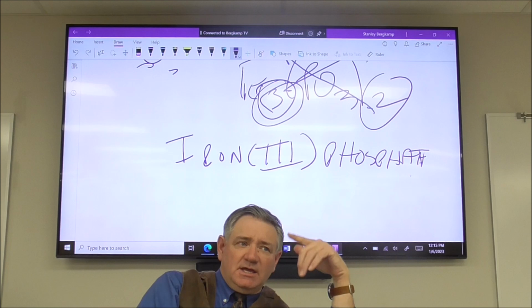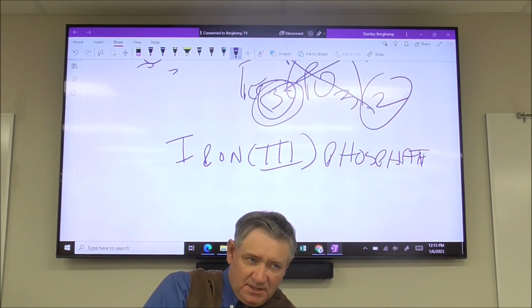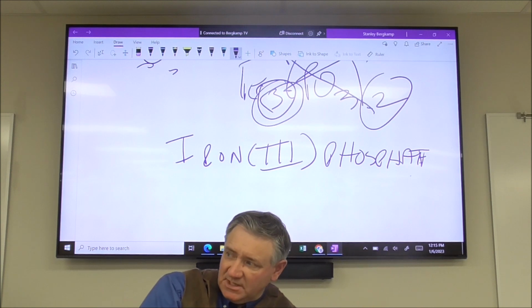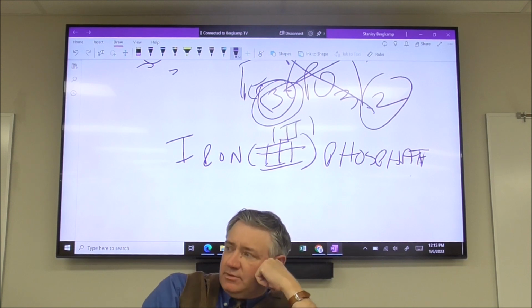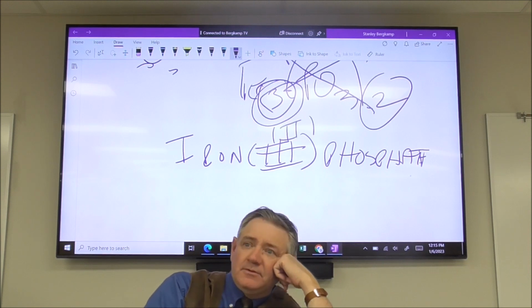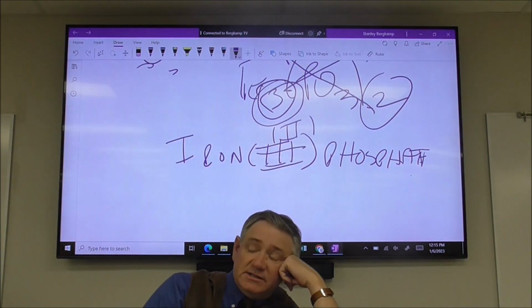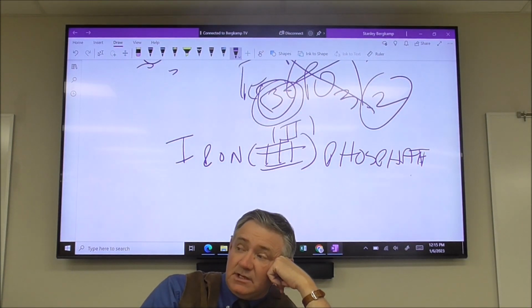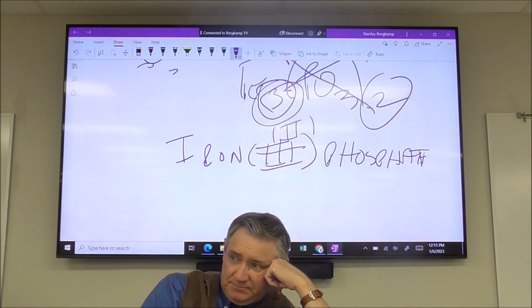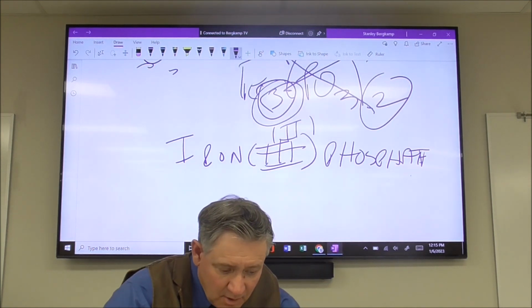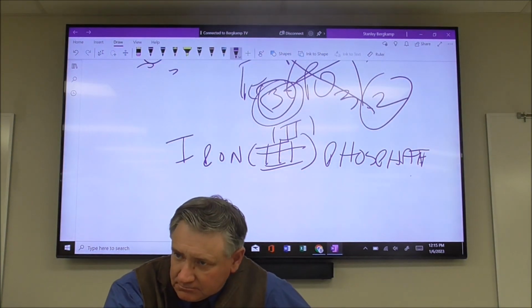Does the 3 indicate how many atoms there are, or does it indicate the oxidation state? The oxidation state. So that's why this needs to be iron 2 phosphite, okay? That Roman numeral tells you the oxidation state. It does not tell you how many atoms there are, okay? Cool with those. Okay.